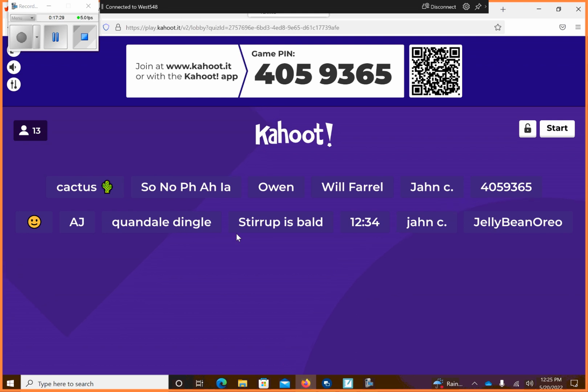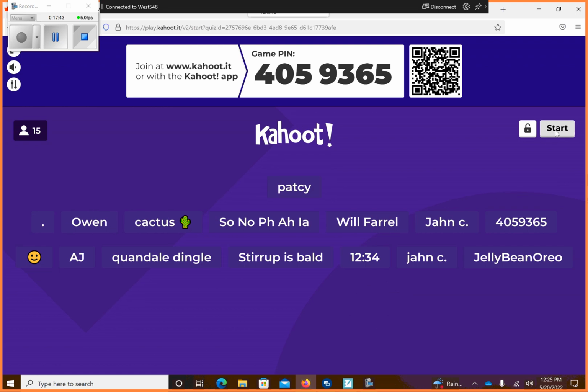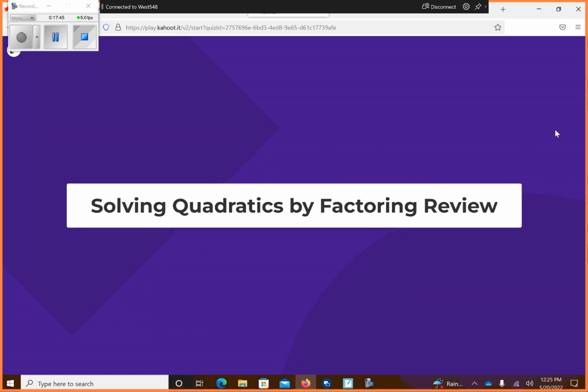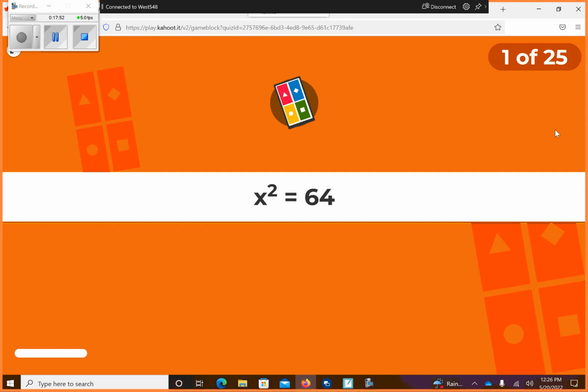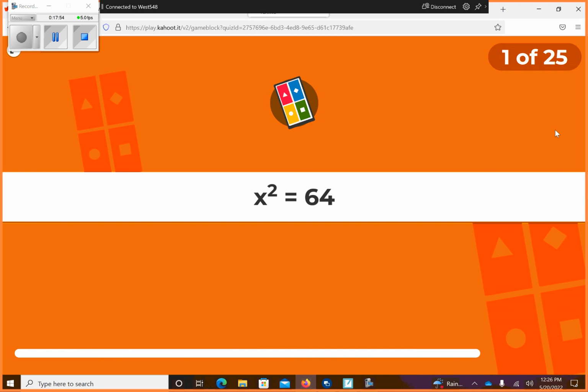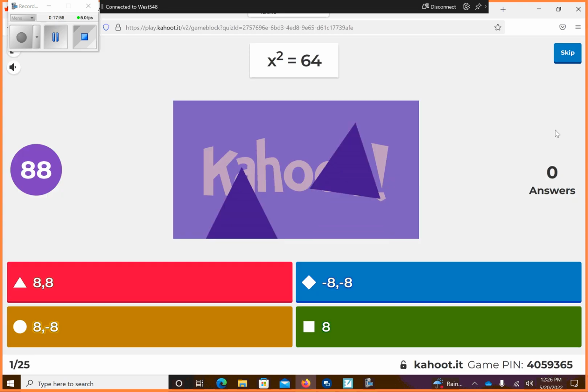13. 10 seconds. 9, 8, 7, 6, 5, 4, 3, 2, 1. Starting. Solving quadratics by factoring review. 3, 2, 1. Quiz. Oh, don't forget the plus minus.